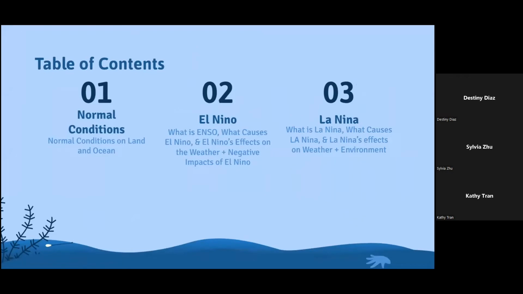So I'm gonna briefly go over the table of contents. We're gonna first talk about what normal conditions are and how it is on the land and in the ocean. Then we're gonna go over what El Niño is and what causes it, and also the effects that it has on the weather and the negative impacts it causes. Then we're gonna go over La Nina, what La Nina is, what causes La Nina, and the effects of La Nina on weather and in the environment.